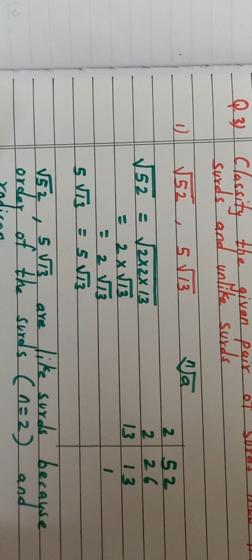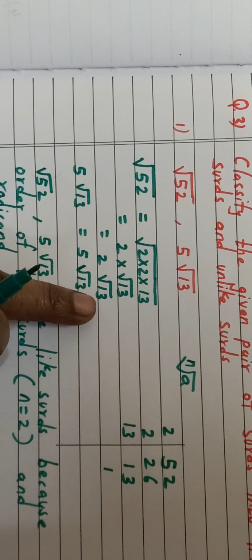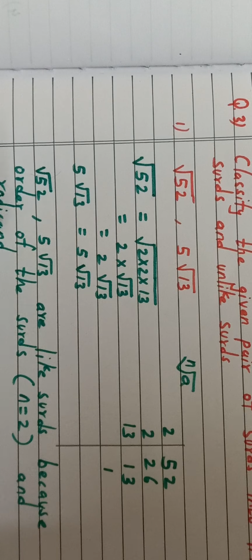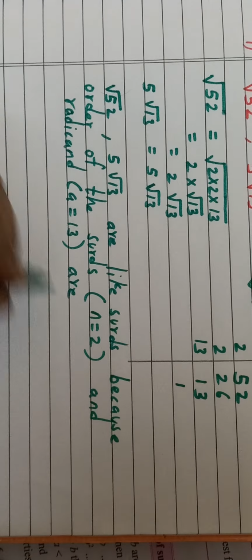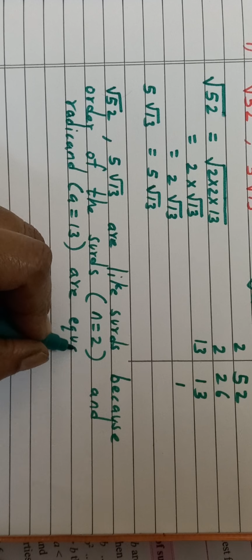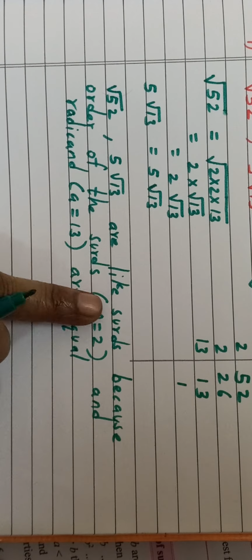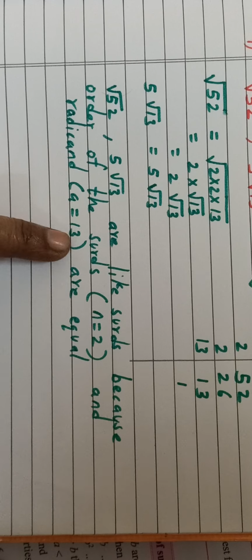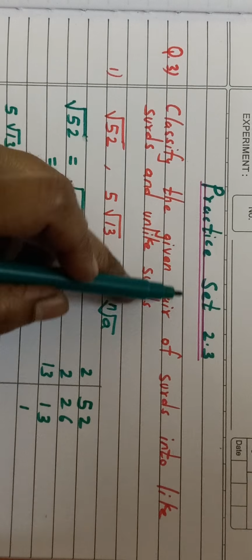And radicand. What does radicand mean? a is equal to, here, a. So here we got, after simplification, 13 and 13. So we will write radicand a is equal to 13. Are equal. This is the reason. Like this you can write, are like surds because order of the surds and radicands are equal. That's all. We will start with practice set 2.3.